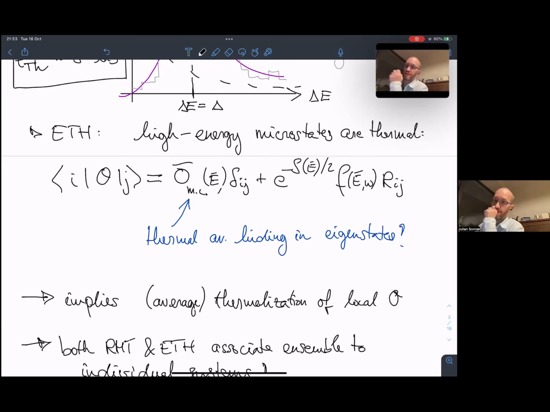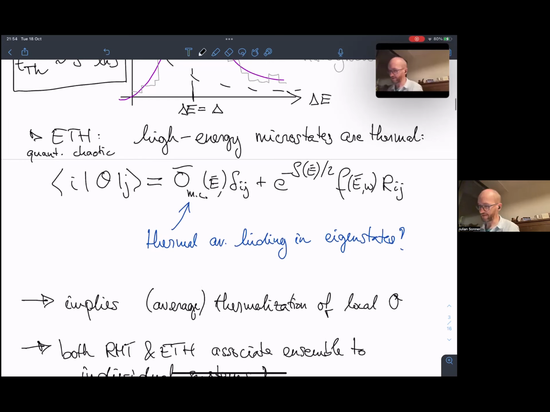That's another way, I want to emphasize, that you can associate ensembles with individual quantum systems. ETH is also supposed to be true only in systems that are quantum chaotic. And ETH is a very nice conceptual framework that allows you to understand thermalization in such chaotic quantum systems, even under unitary evolution. Yes, for subsystems, basically. The way that it works is that high energy microstates themselves are thermal. So the thermal values are actually encoded already in the eigenstates.